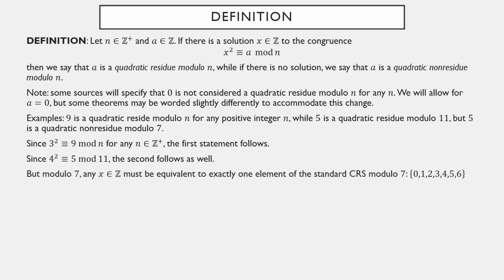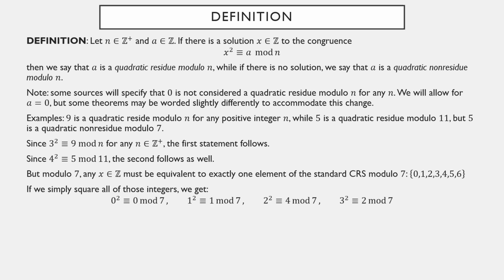But modulo 7, if I pick any integer, it's got to be equivalent to something from the standard complete residue system mod 7. Either x is equivalent to 0, or 1, or 2, or 3, or 4, or 5, or 6. Now if I square all of those possibilities, 0 squared would be 0, 1 squared is 1, 2 squared is equivalent to 4. Now 3 squared is 9, but 9 is equivalent to 2 modulo 7. 4 squared is 16, which is equivalent to 2 mod 7. 5 squared is equivalent to 4 mod 7, and 6 squared is equivalent to 1 modulo 7.